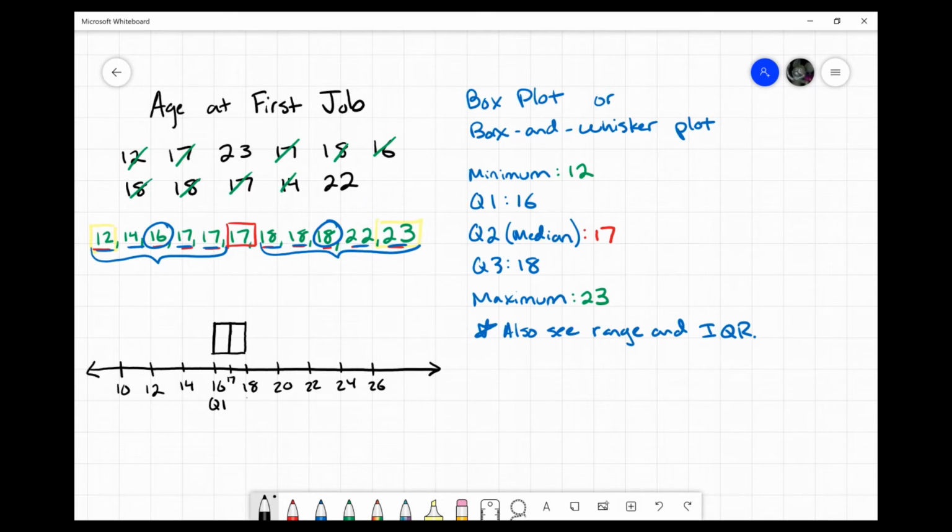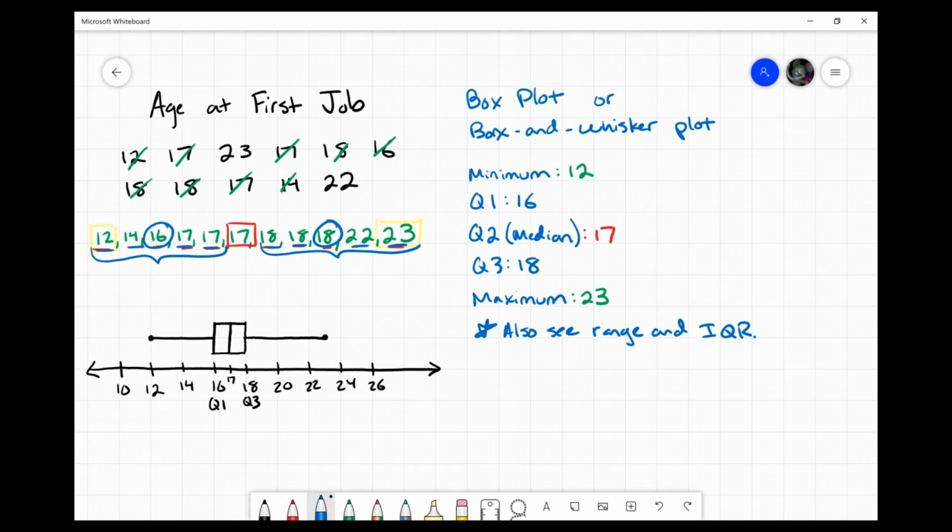Then I'm going to put a dot at the minimum and maximum. So we have a dot at 12 and a dot at 23. I'm going to connect the dots to the box. So it can be called a box and whisker because we have the box and then we've got the whiskers. But of course that's now abbreviated to just a box plot.